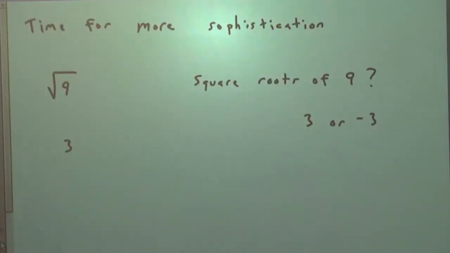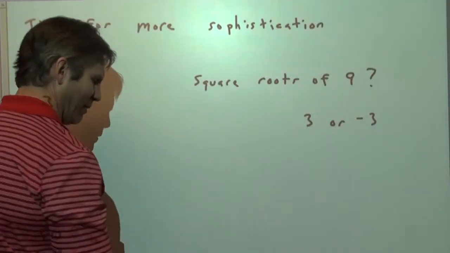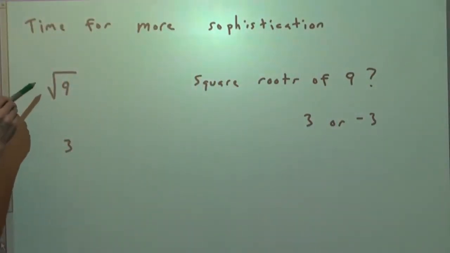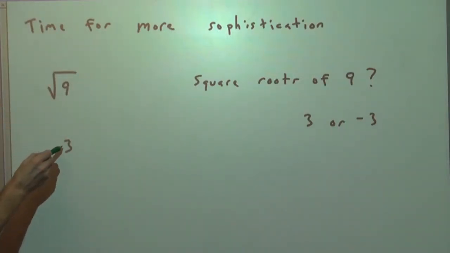It's time for more sophistication. Let's talk about why this is called a radical sign or a principal square root sign and not just a square root sign. This means the principal square root of 9. That just means 3. This is equivalent to 3.